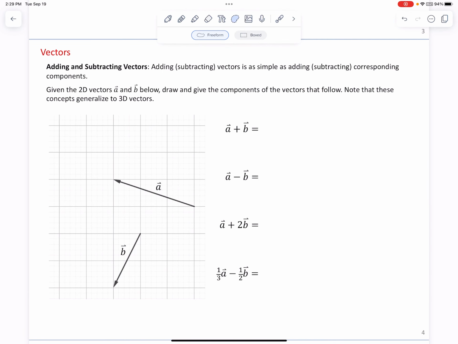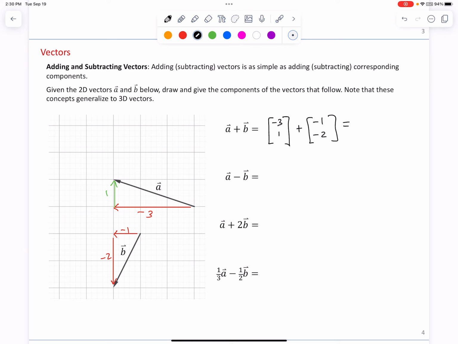Adding and subtracting vectors. Adding or subtracting vectors is as simple as adding or subtracting the corresponding components. Given the 2D vectors a and b below, draw and give the components of the vectors that follow. Note that these concepts generalize to 3D vectors. So we first have to come up with the components of a and b. Now for a, to go from tail to head, we would go left 3 and then up 1. So its components would be -3, 1. To this, we're going to add vector b, and its components are left 1 and down 2. So its components are -1, -2.